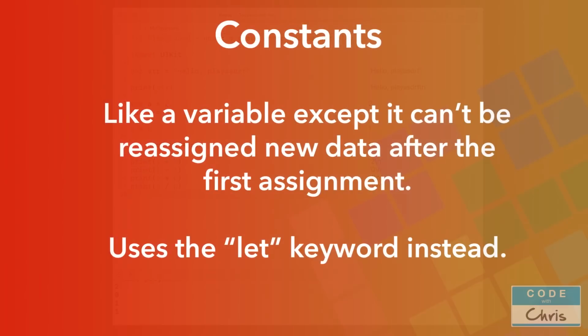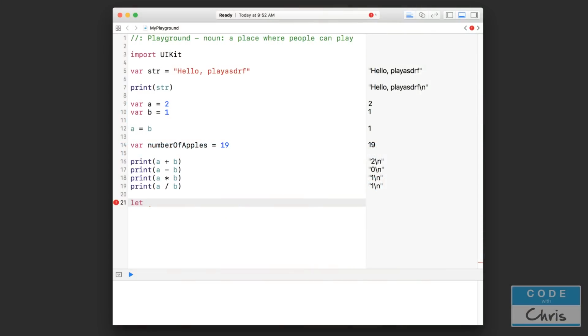Okay, so one more thing I want to talk about are constants. So they are like variables, except that once you assign something to them, you can't reassign data into them. So that's really the only difference. That, and also how they're declared. So with variables, you use the keyword var, but with constants, you use the keyword let. So I can say let c equals 10.